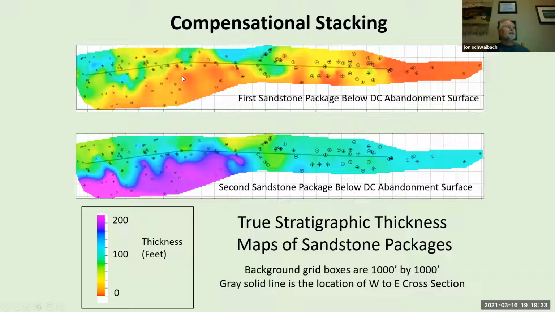And then the unit that succeeds that, you can see that the thin overlies the thick there. And so the package is basically showing us this compensational stacking. And this is what we see throughout the field. If we get the surfaces right and start tracking it, we see compensational stacking for many of the different sand units.